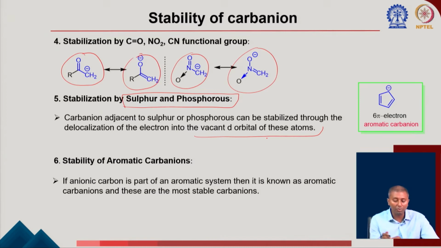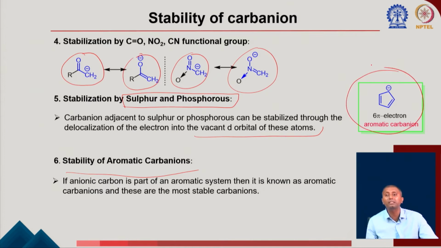Then the stability through the aromatic carbanion: as I mentioned, if you have a benzylic or some sort of aromatic group attached, then it can also stabilize through resonance. Also, if the carbanion is part of an aromatic system, like this cyclopentadienyl carbanion, it is getting stabilized. It is a 6 pi electron system, stabilized because of the gain in aromaticity.